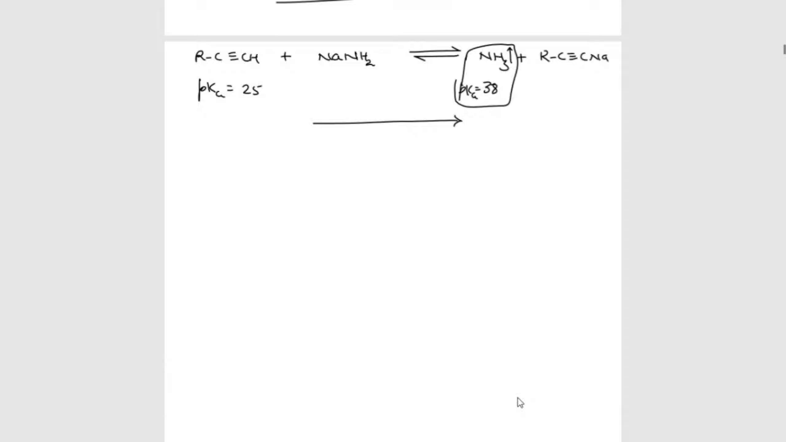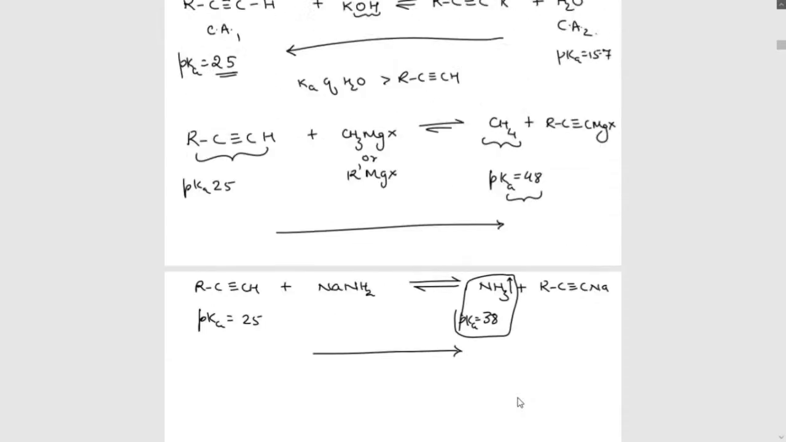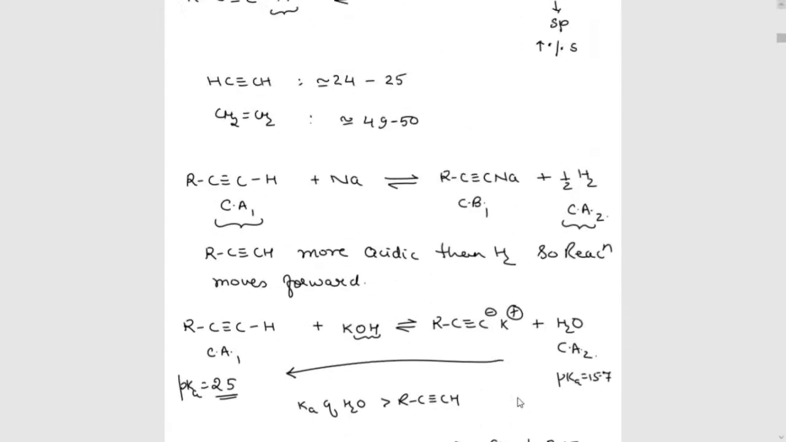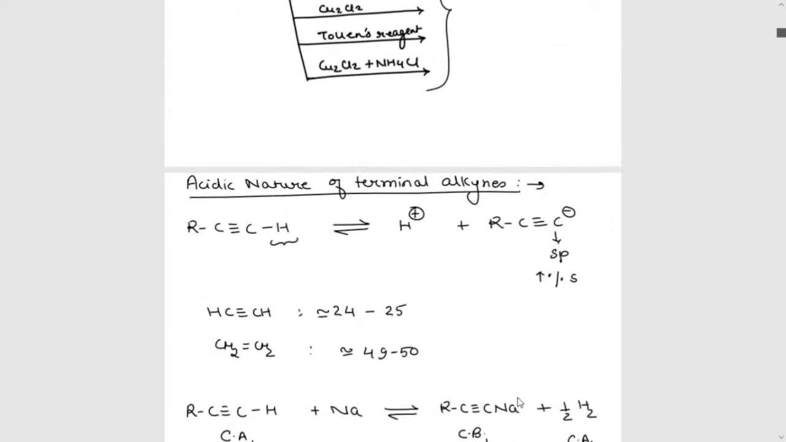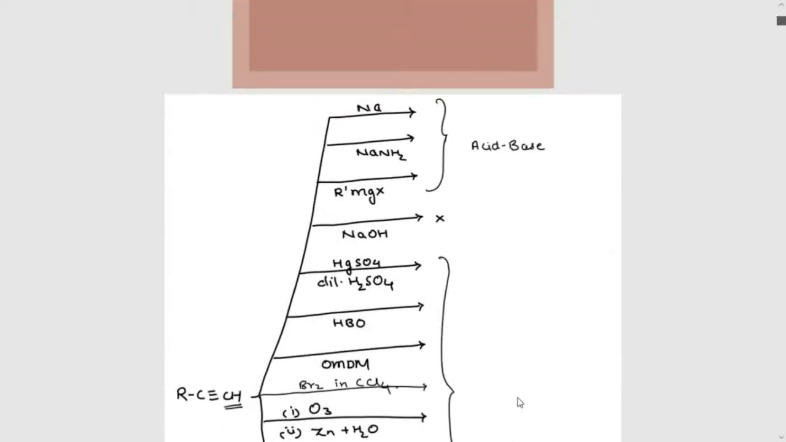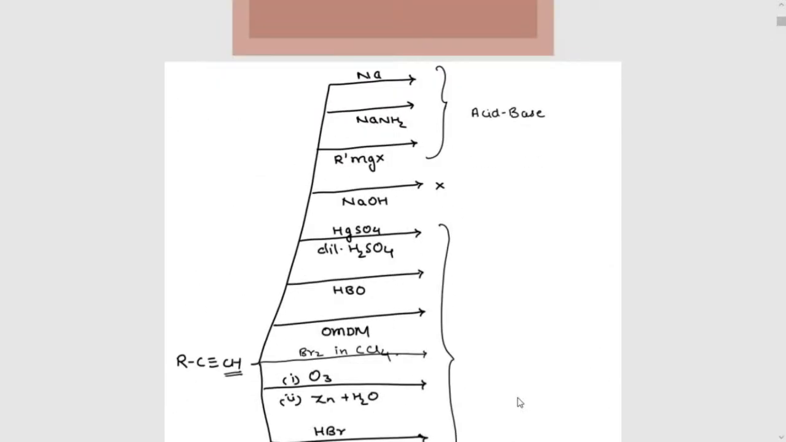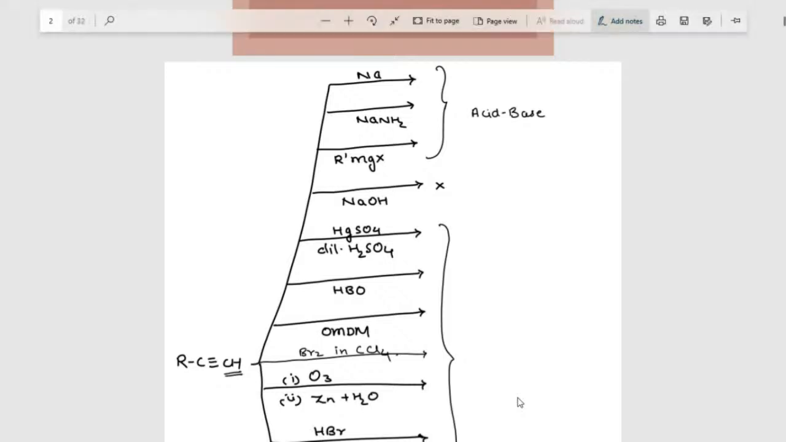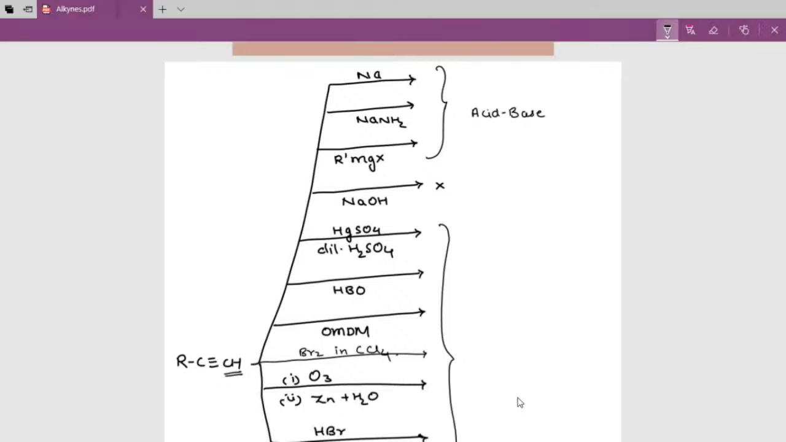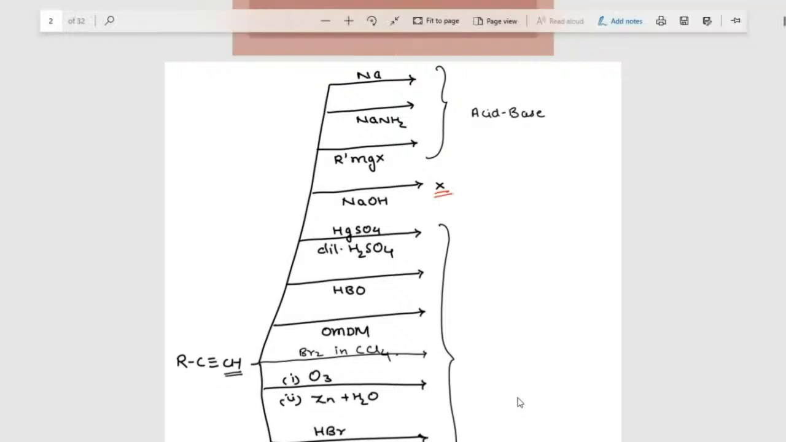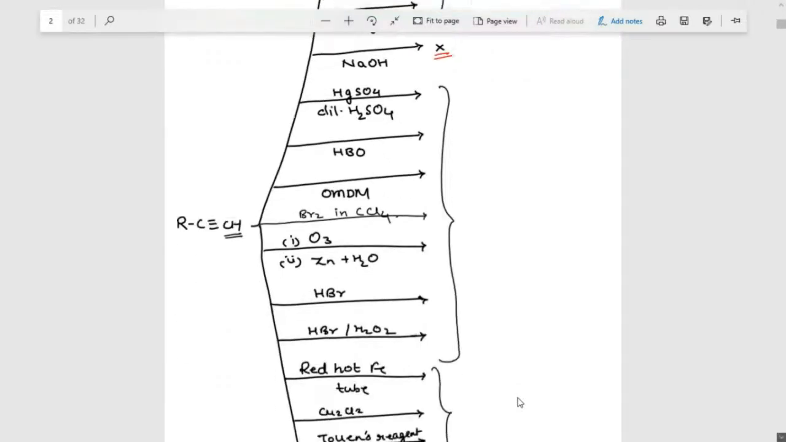So from here, I think all of you have now been clear that terminal alkynes have a special nature, that they are acidic. Okay, so this was our first set of 4 reactions that we have just completed, and from that I think by now you might have also understood why I have written cross over here. This reaction is not going to happen. Okay, why? I hope this is clear by now.